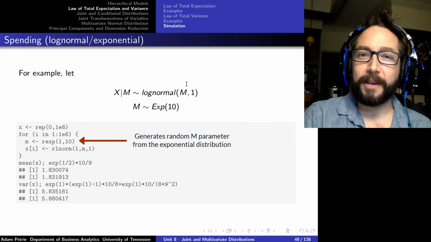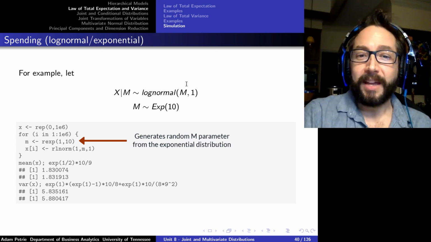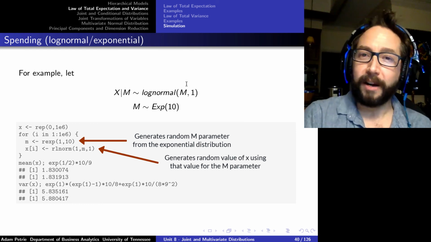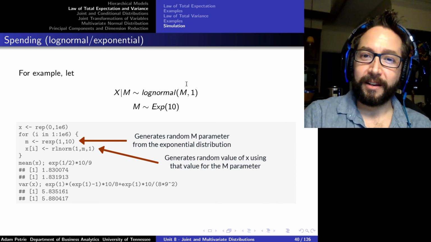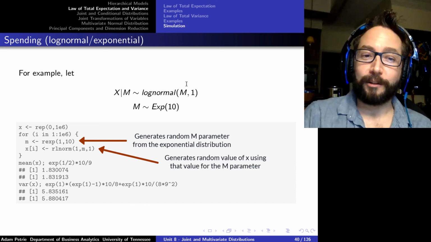The first thing I'd want to do is generate one random number from that exponential distribution. So rexp(1, 10): one random number, with a rate of 10. And then generate a number from that log normal random variable with rlnorm. Do one of them with parameter M, the number that I just generated, comma 1 for that standard deviation parameter, that sigma parameter of the log normal.